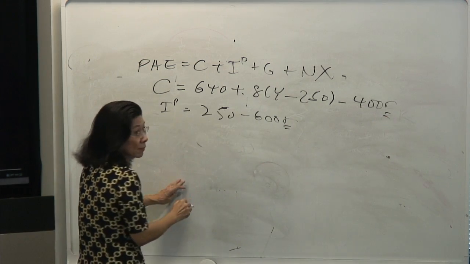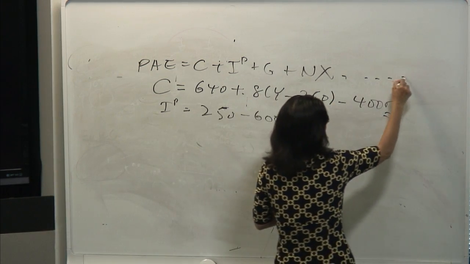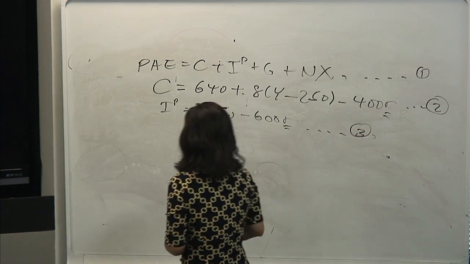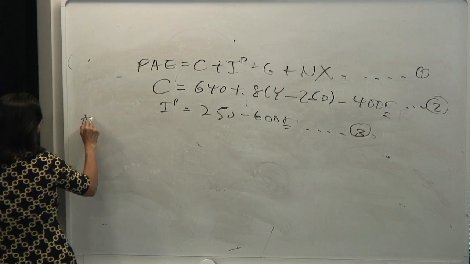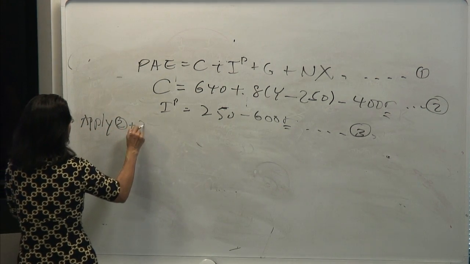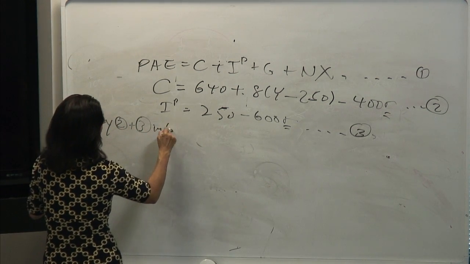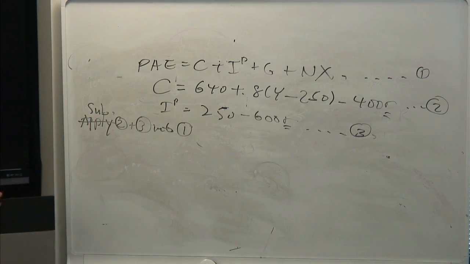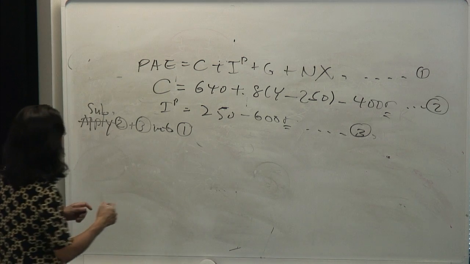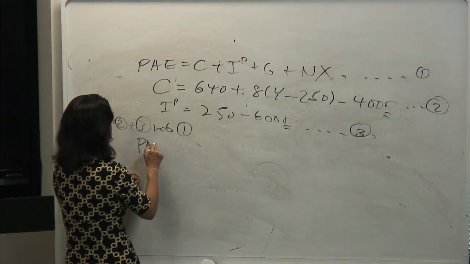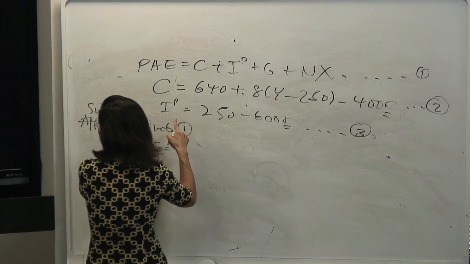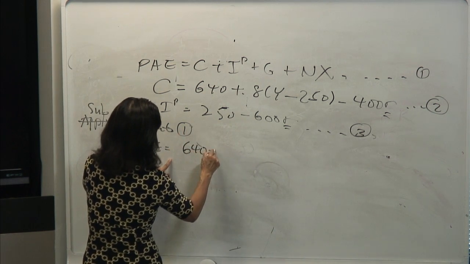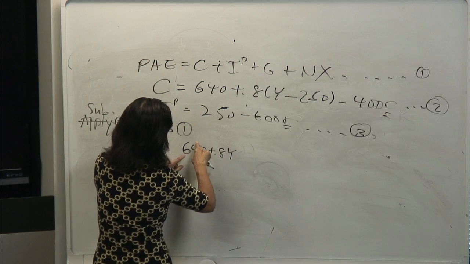So next, remember how to do it? This is 1, this is 2, this is 3. So apply 2 and 3 into 1, or substitute. Okay, I have to slow down a little bit, I'm talking so fast. PAE equals C. What's C? Substitute in. Oh, we don't know that whole thing. Okay, 640 plus 0.8Y. Let's do this.